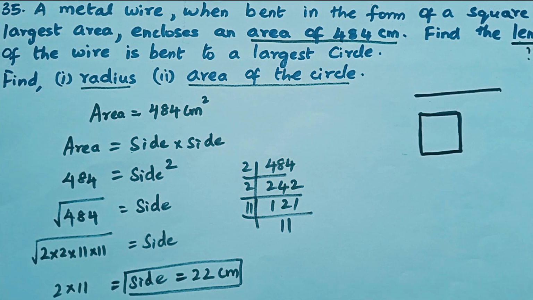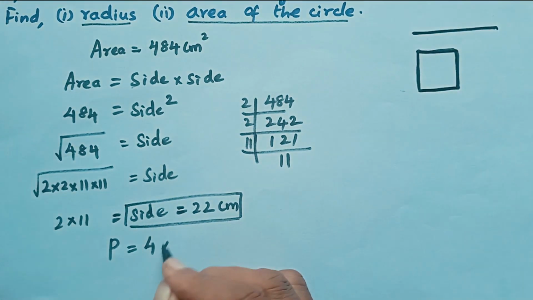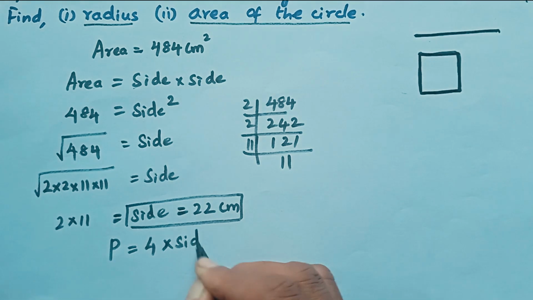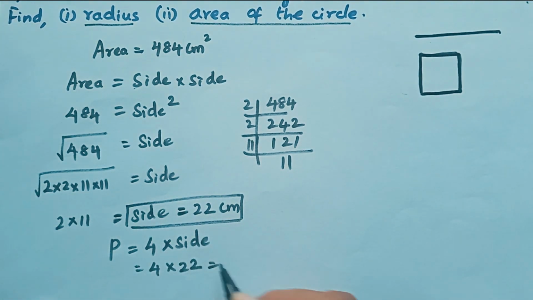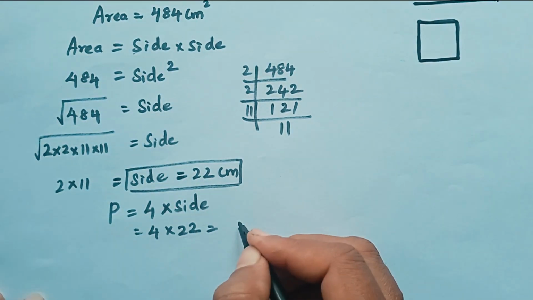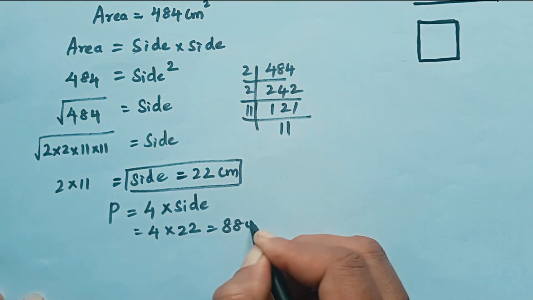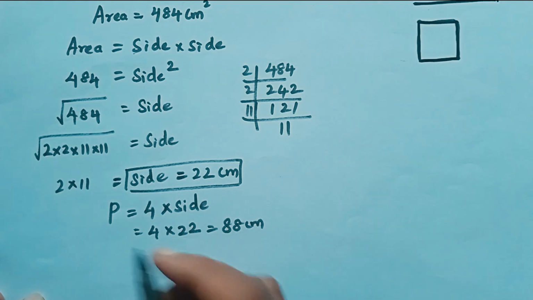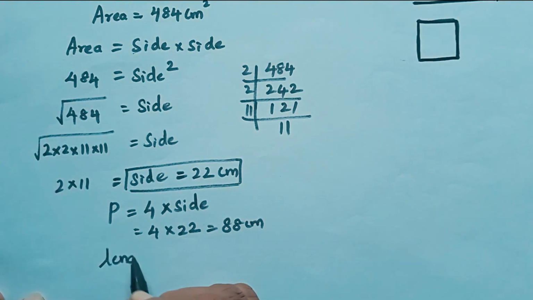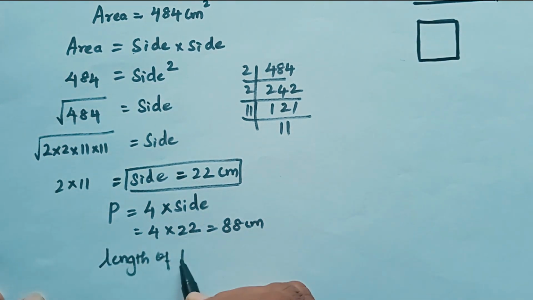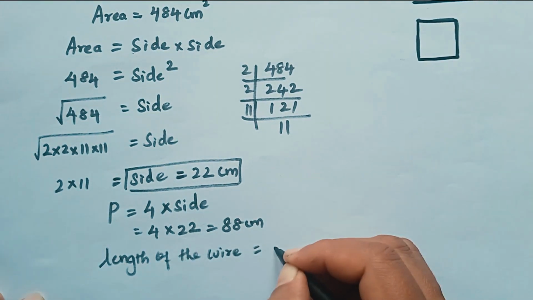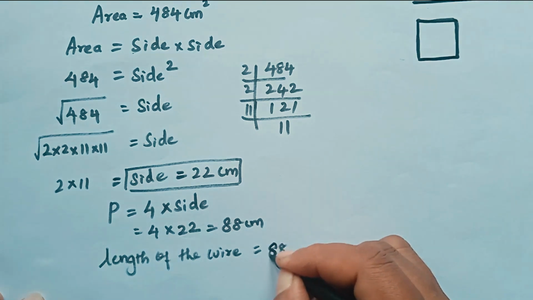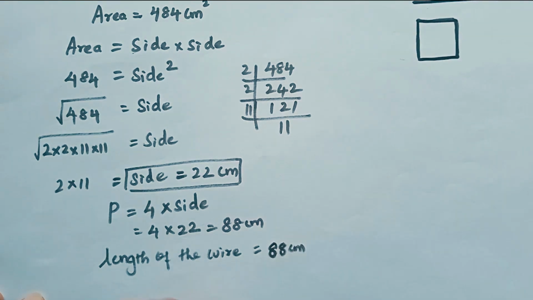From this we can find the perimeter, which is equal to 4 into side. This is the formula for the perimeter of a square. 4 into 22 is 88 centimeter. This is the perimeter. So the perimeter is nothing but the length of the wire. So the length of the wire is equal to 88 centimeter.